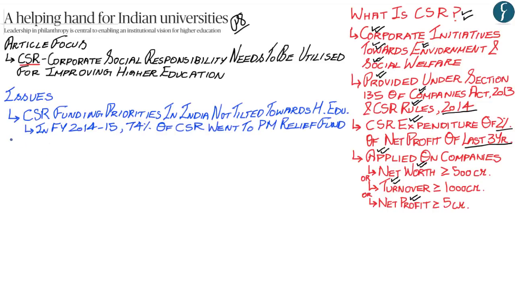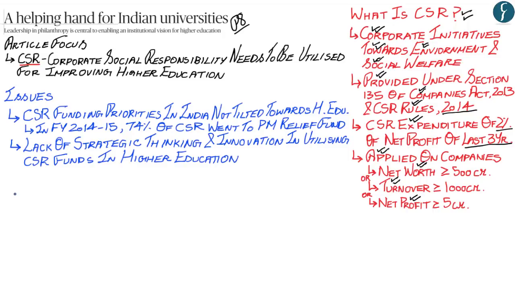Now, the second issue highlighted by the author is that there is a lack of strategic thinking and innovation among corporates and companies in India with regards to CSR, wherein the various corporates and companies in India are not able to utilize the fund under corporate social responsibility in higher education. Now, hopefully, you have understood the two issues that have been highlighted by the author.